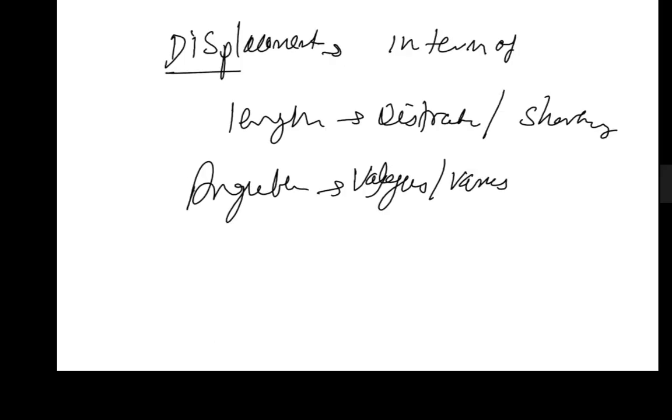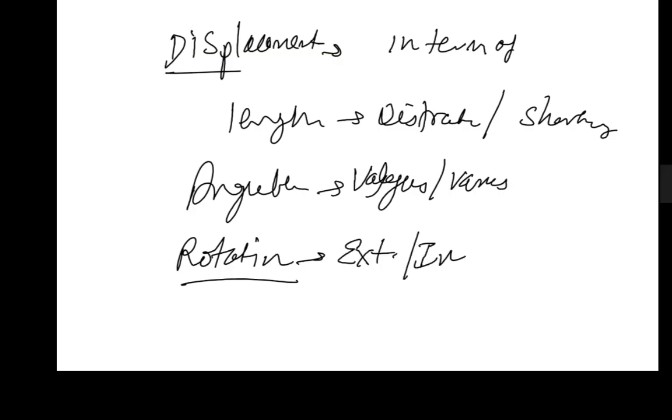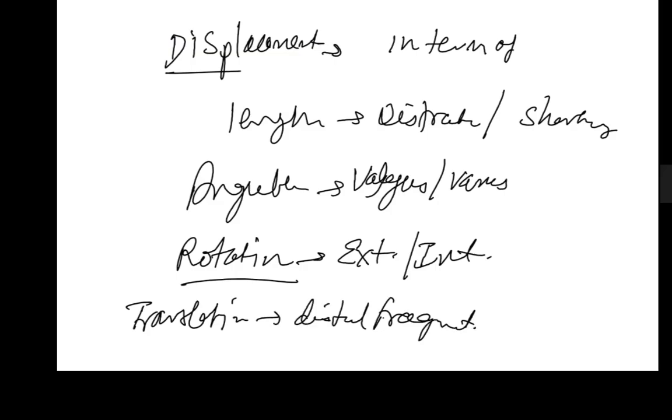Check for rotation, observed externally, not on X-ray. The limb is externally rotated or internally rotated, as seen in IT femur and neck of femur. Then the translation of the distal fragment with respect to the proximal fragment: anterior translation, posterior translation, medial, lateral, or posterolateral. Which type of displacement is there?